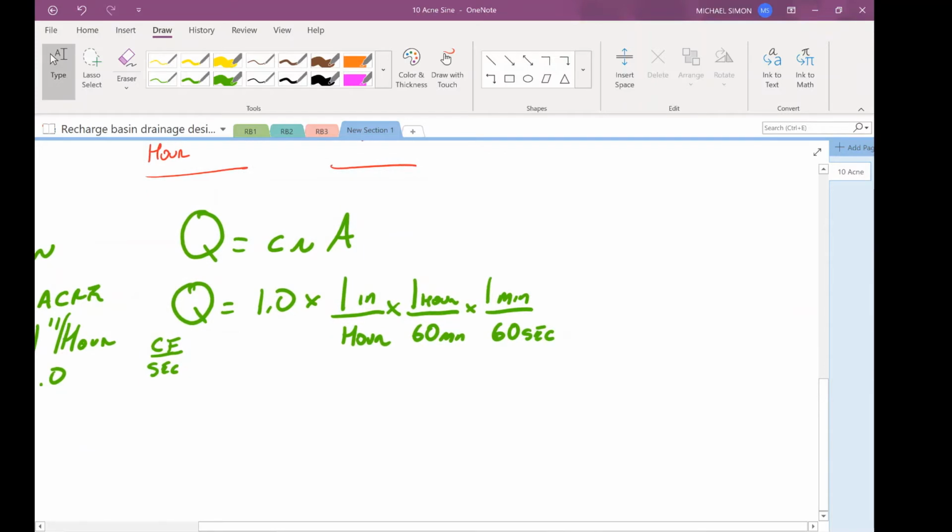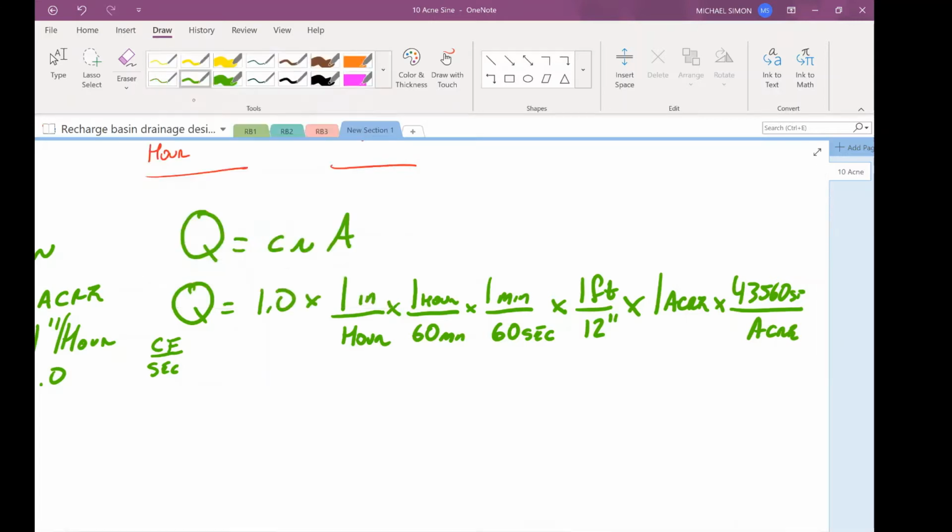And I'll show the cancellation in a second. But I need to get my inches into feet. So I'm going to multiply that by 1 foot over 12 inches. That's the conversion for intensity. Then I'm going to multiply by 1 acre times 43,560 square feet per acre.